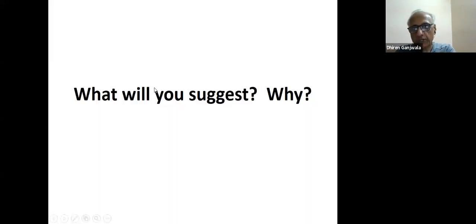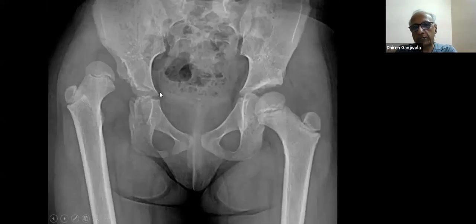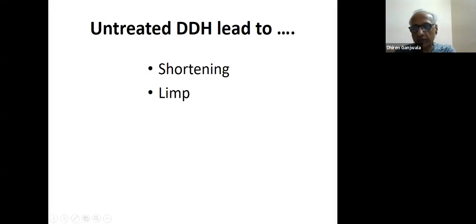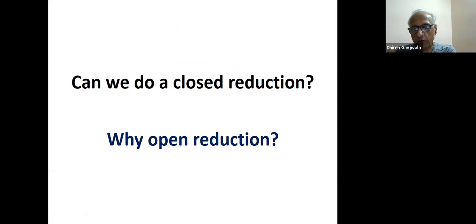So let's come to the question, why closed reduction and not open reduction? Someone said that I will go for open reduction. So those who are in favor of open reduction, why open reduction? And those who are in favor of closed reduction, why closed reduction? You are afraid of opening, that's why you want to go for closed reduction?